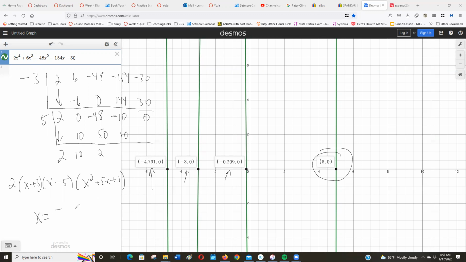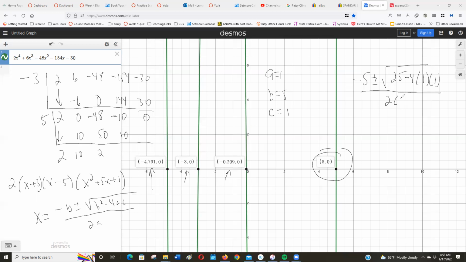And remember from section 2 or from earlier years, negative b plus or minus the square root of b squared minus 4ac all over 2a. So a is 1, b is 5, c is 1. So let's see, negative b plus or minus the square root of b squared. I never write 5 squared or the b squared. I always do the squaring. It helps me from making mistakes. The negative 4 times 1 times 1, 4ac, all over 2 times a.